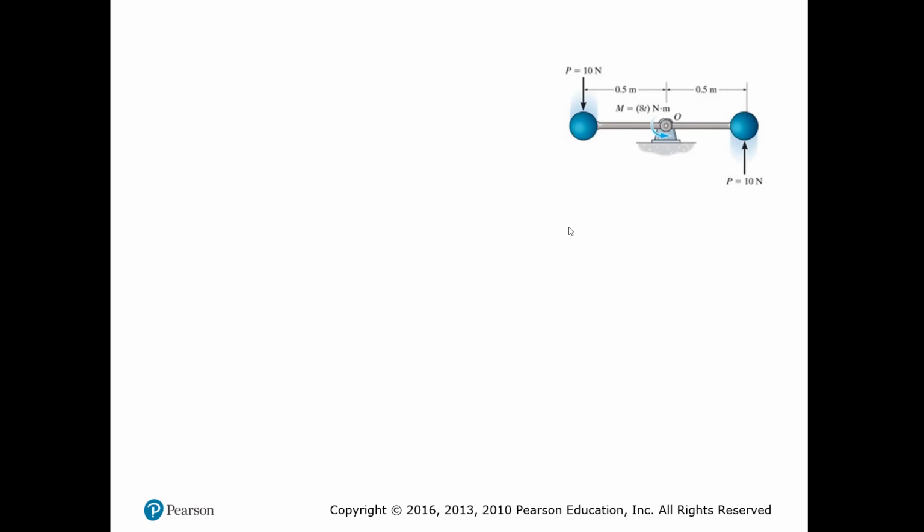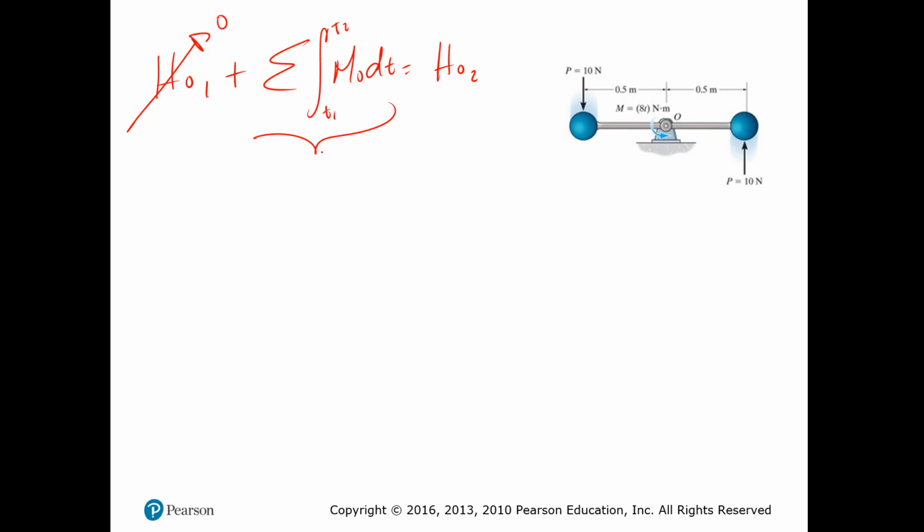So like I said, for me the equation is very straightforward. Angular momentum at 1 plus the integrals of the moments from t1 to t2, or as we call it, angular impulse, dt, will be equal to the angular momentum at the end. Since it starts from rest, this one will be 0, and this one right here will have the moment that was given, which is the couple moment, and also the moment that is generated by P. And then HO2 will be equal to the mass times the velocity at the end, which is what we're looking for, times the distance. So let's start throwing some numbers.